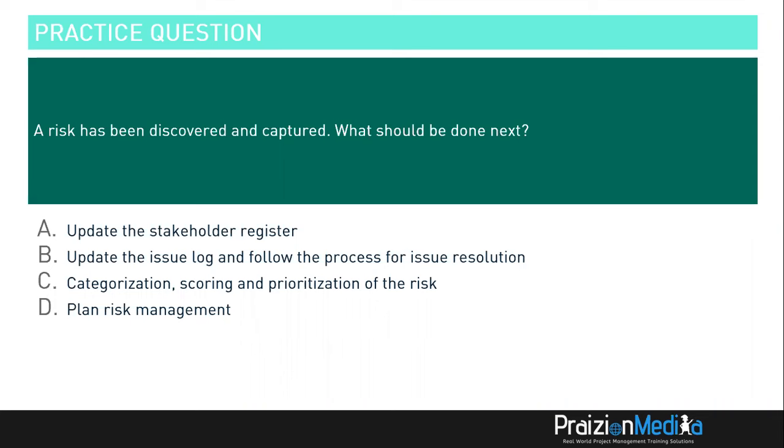if a risk has been discovered, you wouldn't update the stakeholder register because they're not connected in that sense. Update the issue log. Again, it's a risk, not an issue. So we'll cancel B. C, categorization, scoring, and prioritization. Well, that's code for qualitative risk analysis. Well, that makes sense because you do that after identifying risks. D, plan risk management, you would do that before identifying the risk. So the best answer is C, categorization, scoring, and prioritization of the risk.